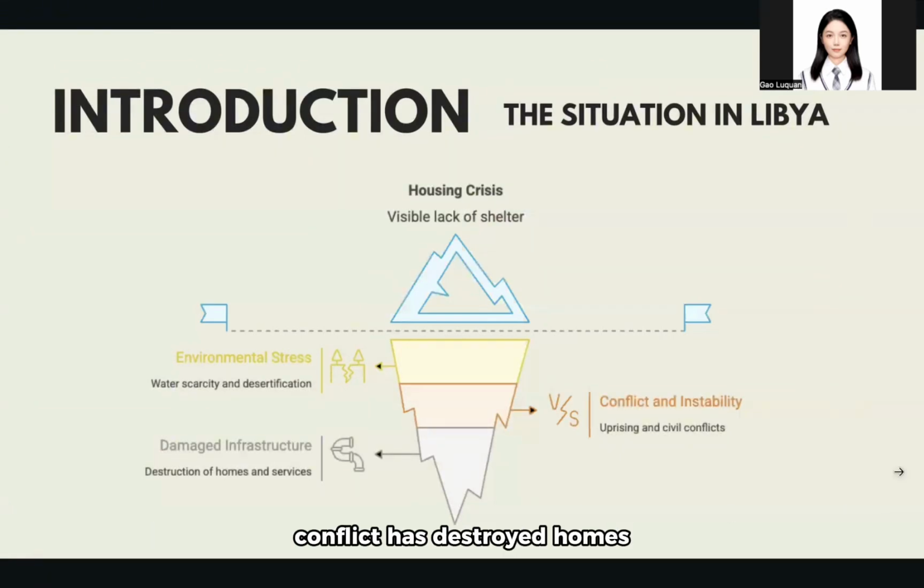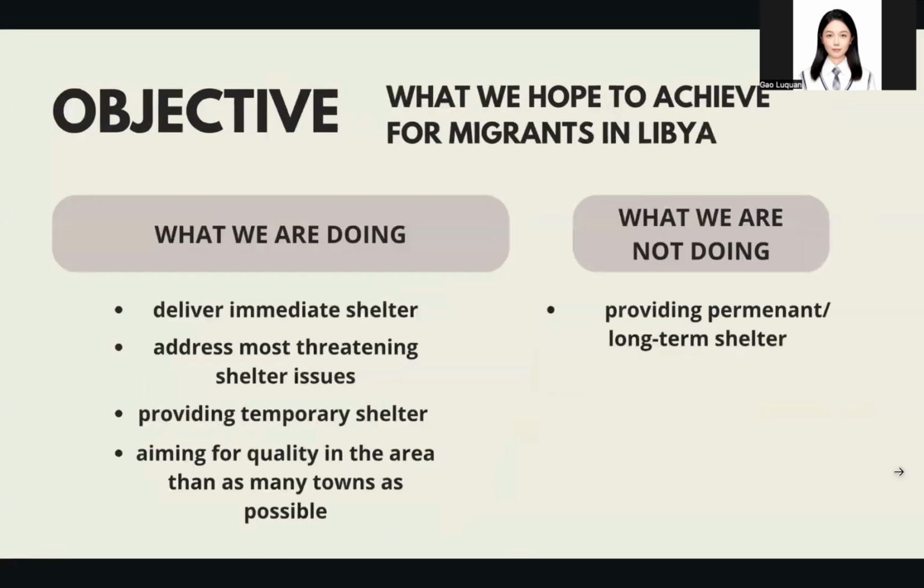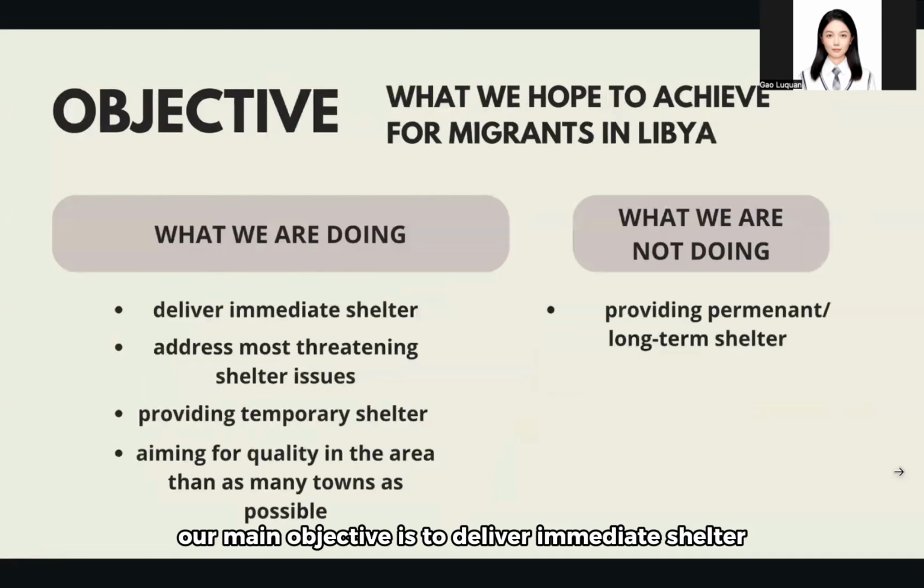Conflict has destroyed homes, unrest has hindered rebuilding, and water scarcity worsens living conditions, creating a humanitarian emergency where safe shelter is urgently needed. Our main objective is to deliver immediate shelter to migrants who currently have no safe place to stay. We are focusing on short-term life-saving support, addressing the most urgent shelter issues, not long-term housing. What we are doing is providing temporary shelters that are safe and legal, focusing on quality within each area rather than reaching out to as many towns as possible.